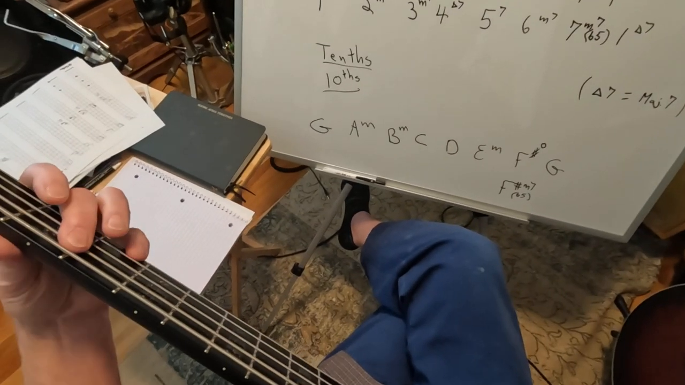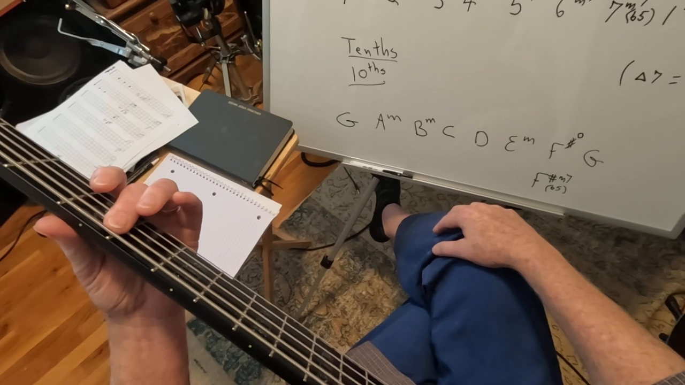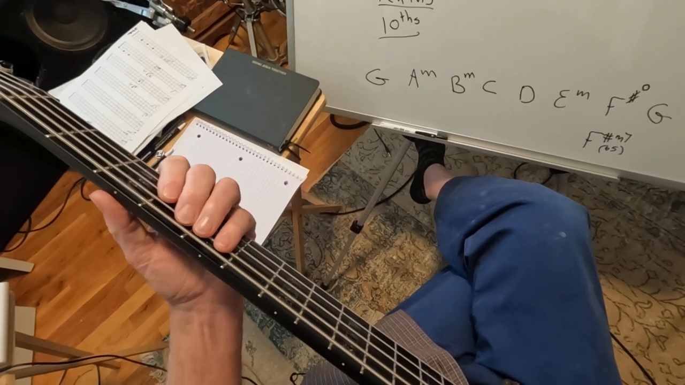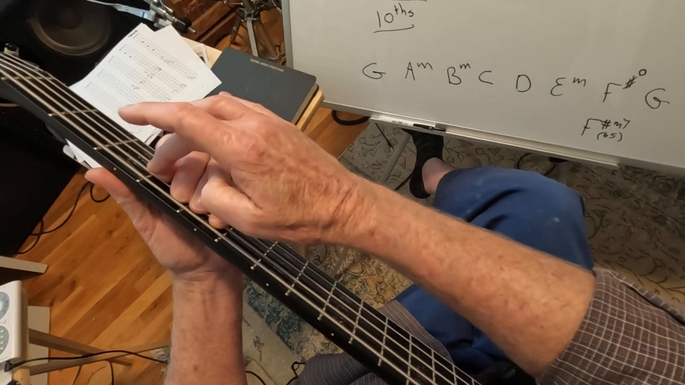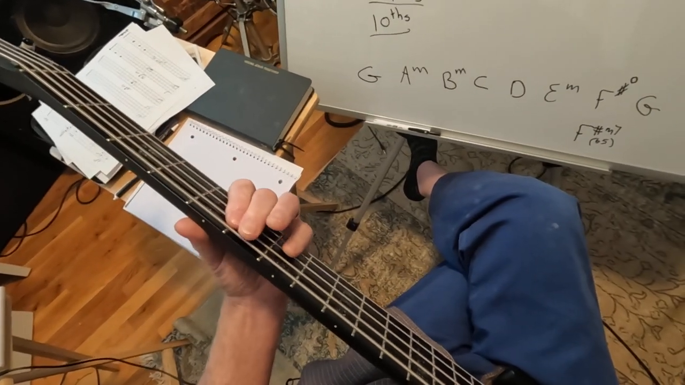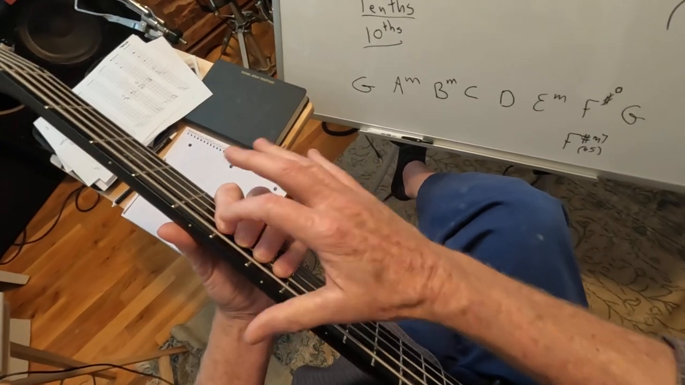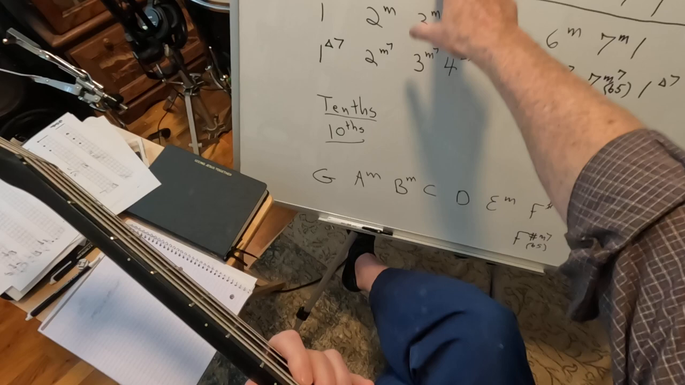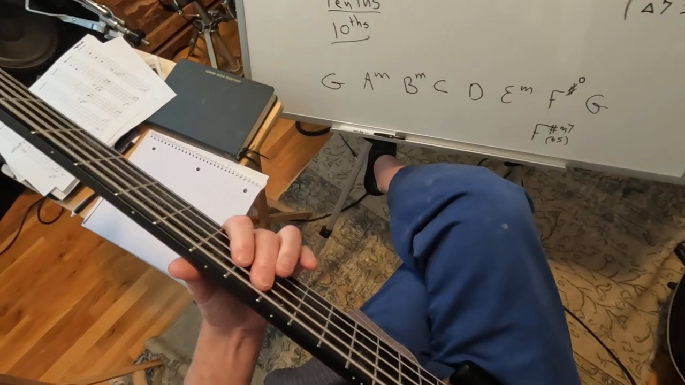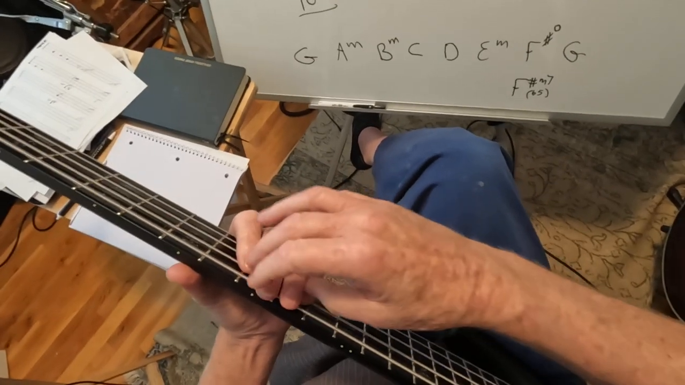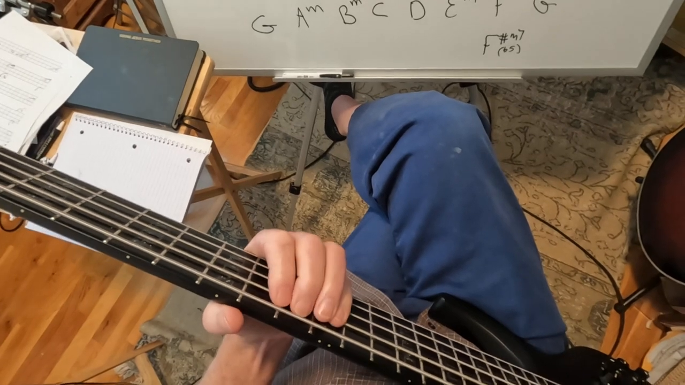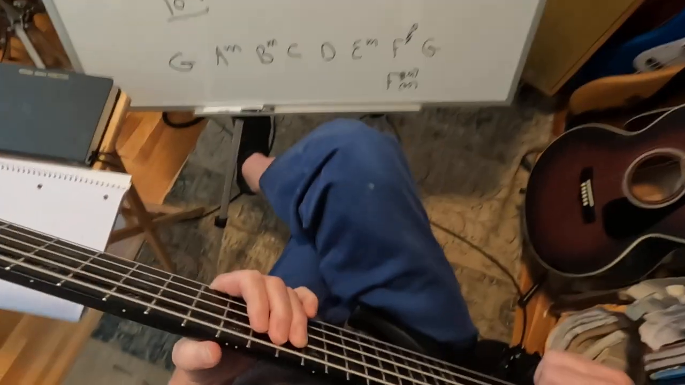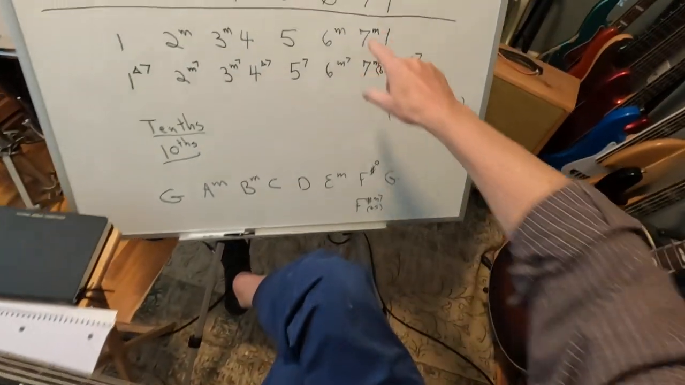So if you had to play that starting on G on the E string in a straight line, you'd see from G to A, which is 1 to 2, there's a whole step between G to A, because there's a note between it. Between 2 and 3, there's a whole step. Between 3 and 4, there's a half step. Between 4 and 5, there's a whole step. Between 5 and 6, there's a whole step. Between 6 and 7, there's a whole step. And finally, 7 to 1, there's a whole step.